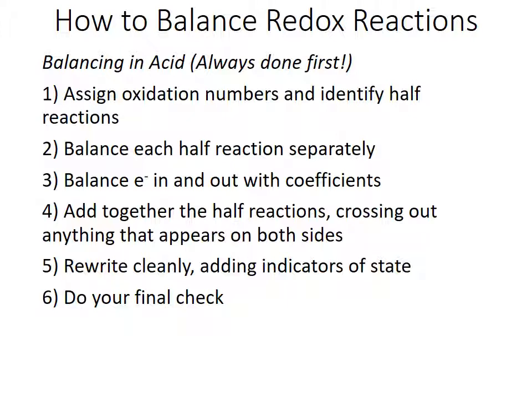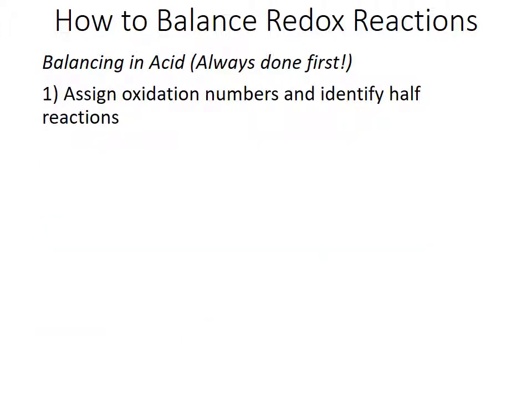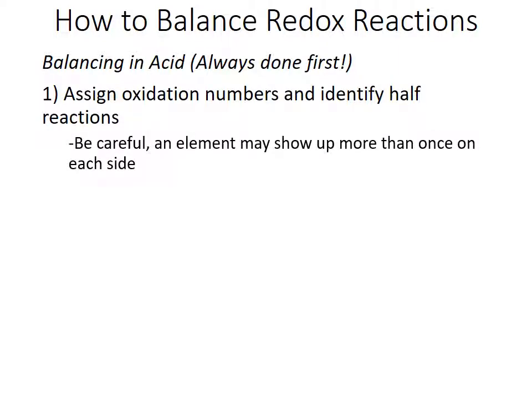Here's the list of the 6 rules, but I'm going to go through these one by one and give you some tips and tricks. To start with, you always want to begin by assigning oxidation numbers and identifying the half reactions. You need to be careful because an element may show up more than once on each side, and you may notice that the oxidation number changes for one of those appearances but not for the other.